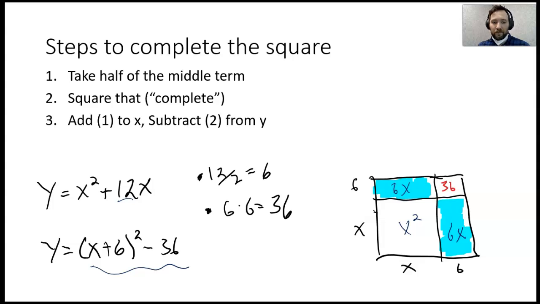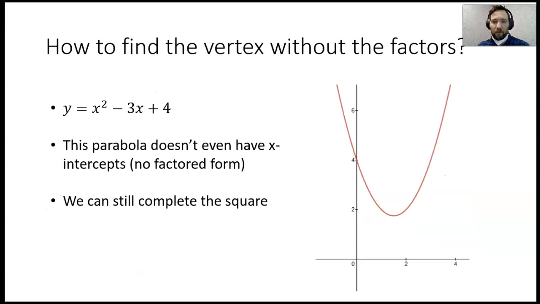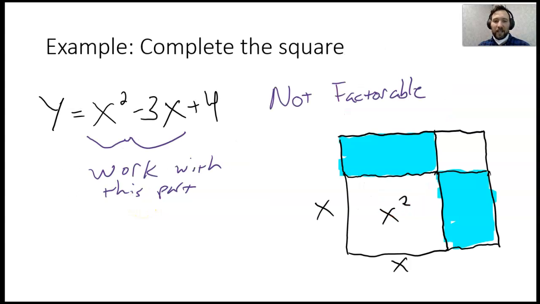Okay. All right, so let's do one more example, and this is really the motivating thing. An example where there are no factors. So this one doesn't have any x-intercepts. But we can still find the vertex by completing the square. And how are you going to do it? Well, here's that function, y equals x squared minus 3x plus 4. You're literally just going to do the same thing you did 2 seconds ago, except you're going to ignore this plus 4 for now. So we're just going to work with the x squared minus 3x part.